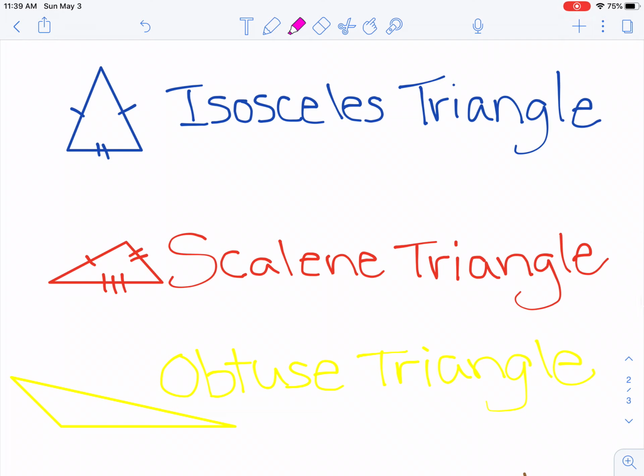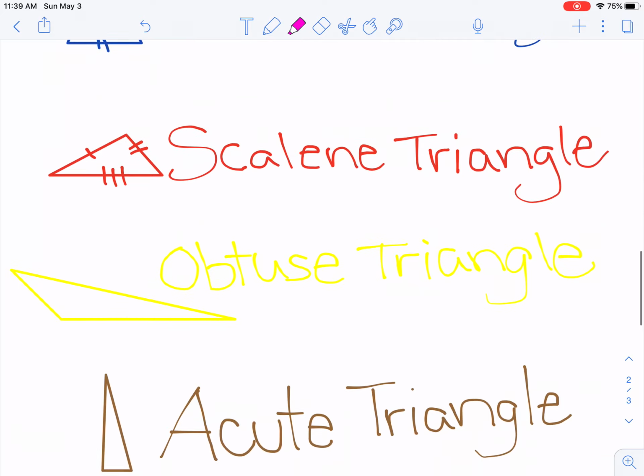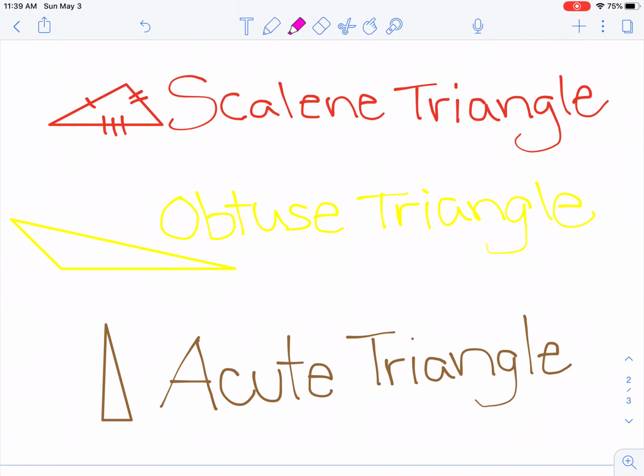Isosceles triangles have two equal sides. So these two little hash marks, because they're the same, they tell me that those sides are equal. Again, an isosceles triangle has two equal sides. A scalene triangle has three unequal side lengths. So this triangle shows you with the different tick marks on the sides here that none of the sides are equal, therefore it's a scalene triangle.